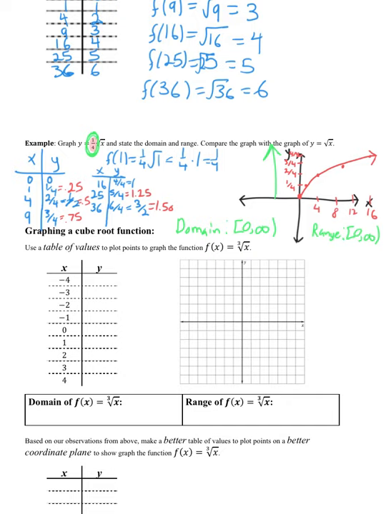Okay, that's how we would graph a radical function. And sometimes if we multiply by a number in front, that's what's going to happen. The multiplier is going to stretch or shrink the function. In this case, we're stretching by a factor of 1/4, or we could say shrinking by a factor of 4.